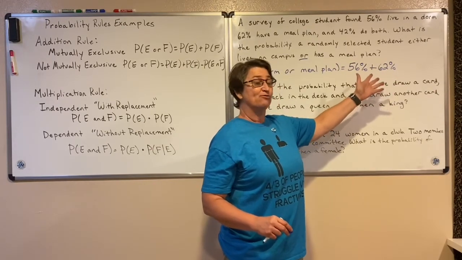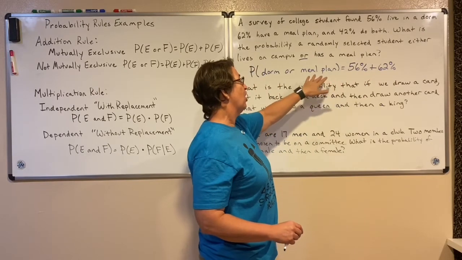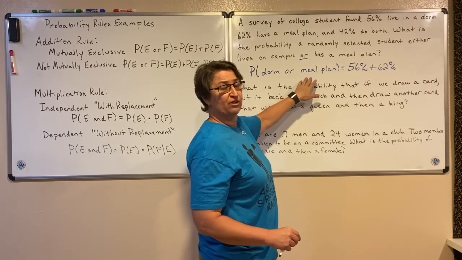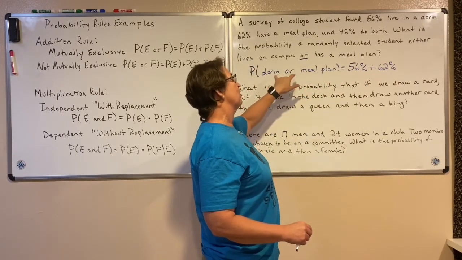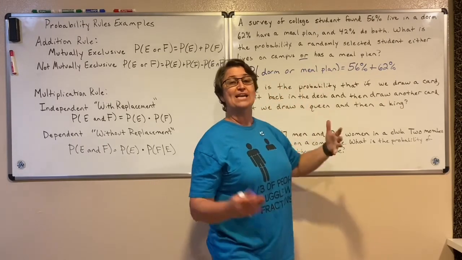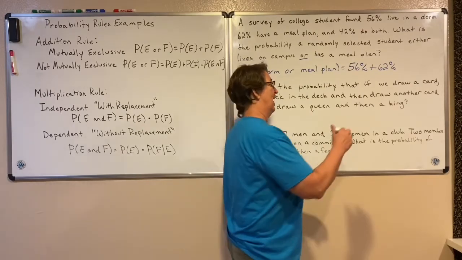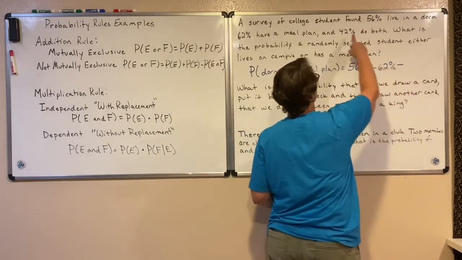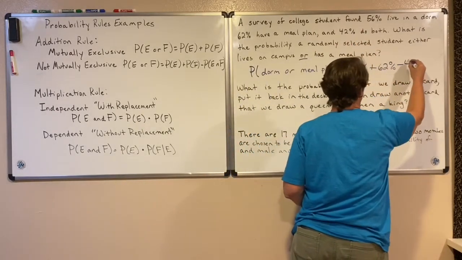So what do I have to do here? Well, these are not mutually exclusive. They can be in a dorm and have a meal plan at the same time. So therefore, I need to subtract their overlap. And in this case, the overlap is the 42%.